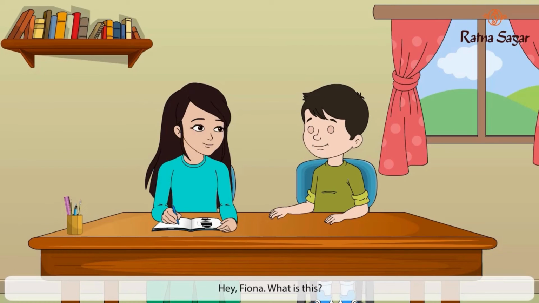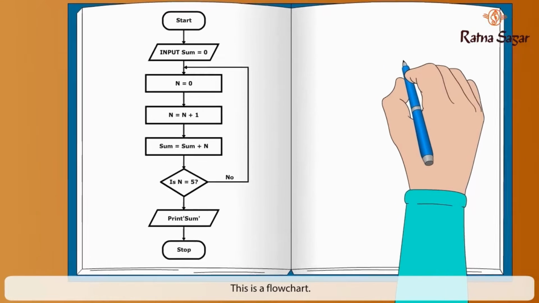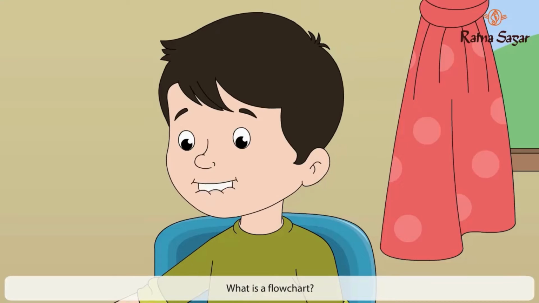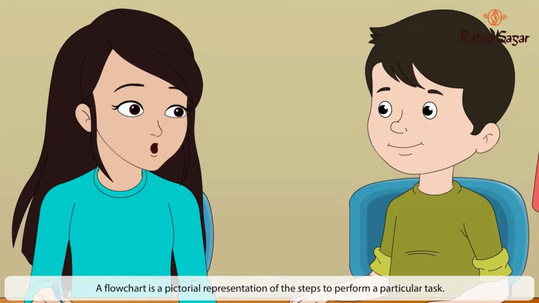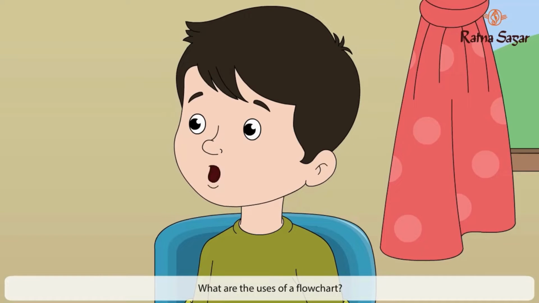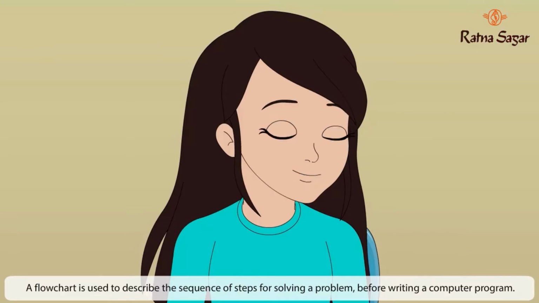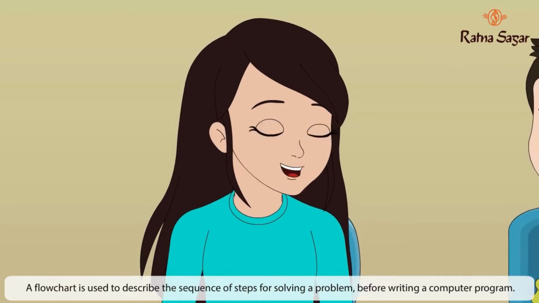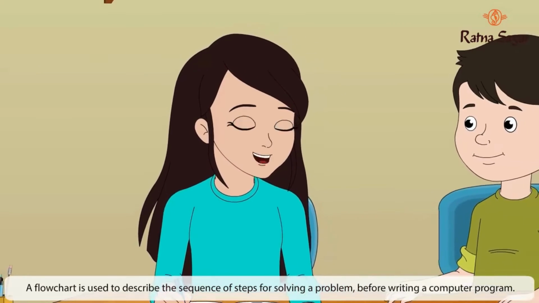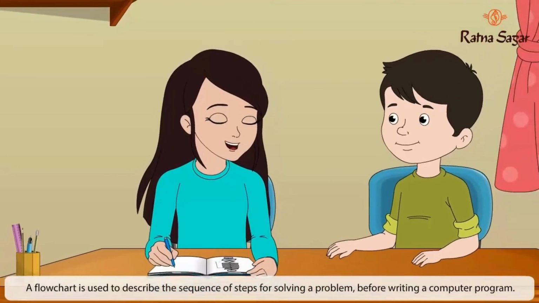Hey Fiona, what is this? This is a flowchart. What is a flowchart? A flowchart is a pictorial representation of the steps to perform a particular task. What are the uses of a flowchart? A flowchart is used to describe the sequence of steps for solving a problem before writing a computer program.